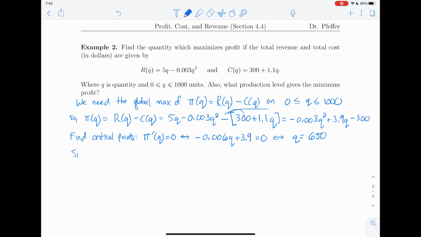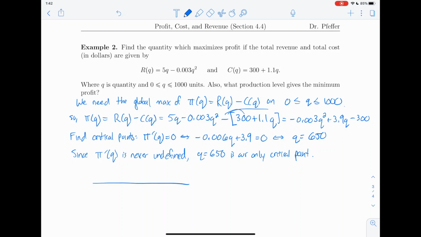So what we'll say is that since pi prime of q is never undefined, q equals 650 is our only critical point. So now we have a critical point, but of course we don't yet know whether this critical point is going to yield a local min or a local max. We have to apply the first derivative test in order to determine that.